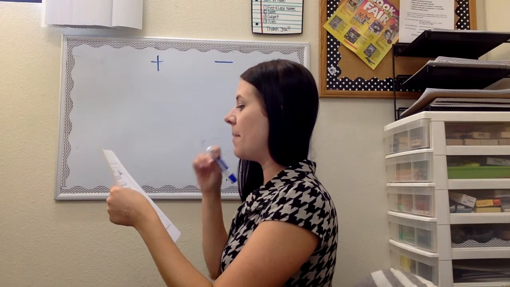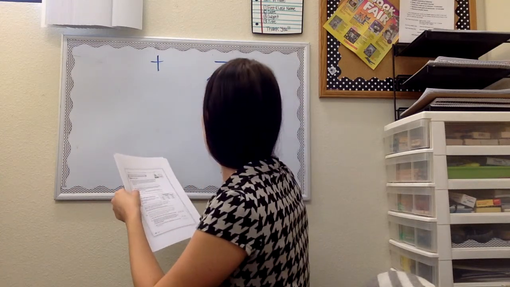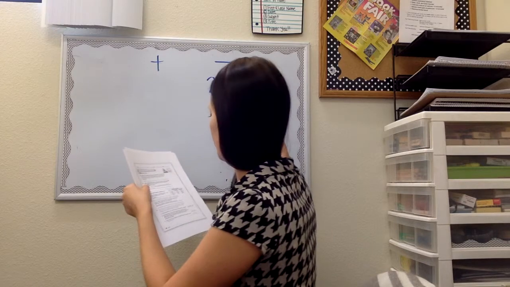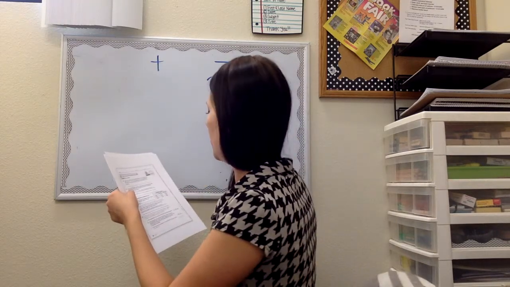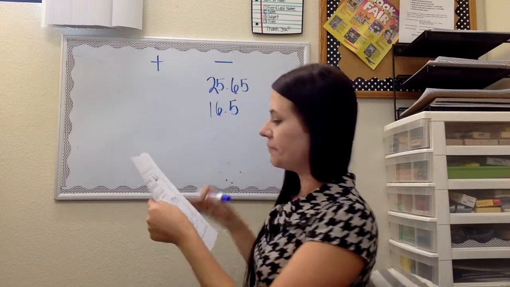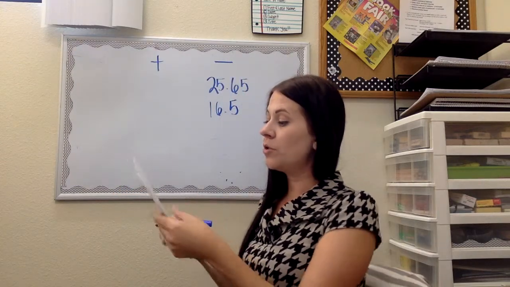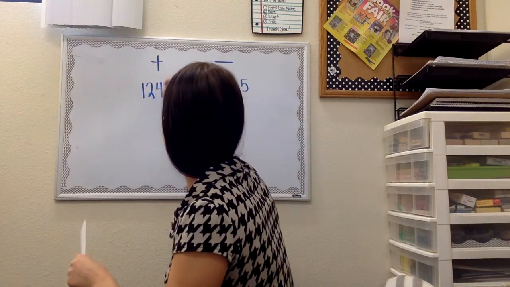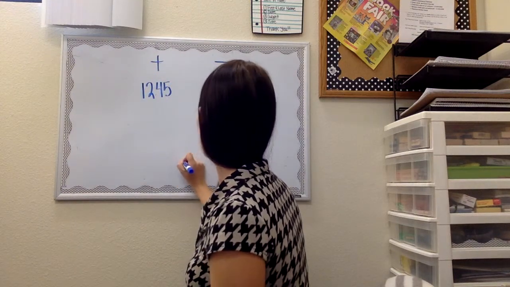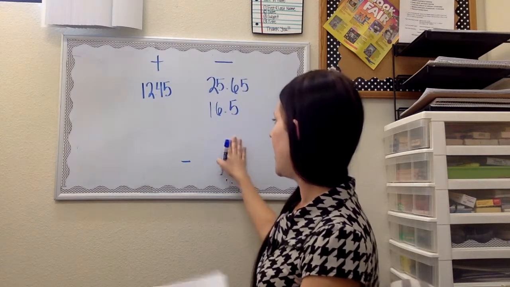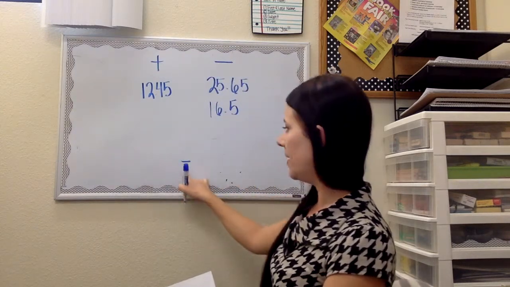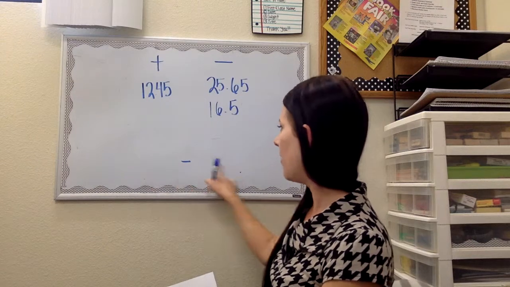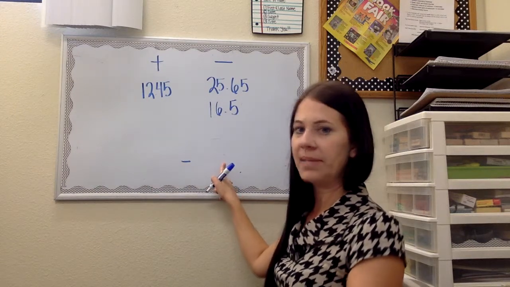So a diver went to 25.65 feet below the surface. So we're going to put that on the negative side. And then 16.5 feet further down. So we're going to also put that on the negative side. He then rose 12.45 feet. So we're going to put that on the positive side. Okay, and we know no matter what, this is negative and this is positive. So by leaving this negative sign in between, I'll have a more simple problem when I'm done.